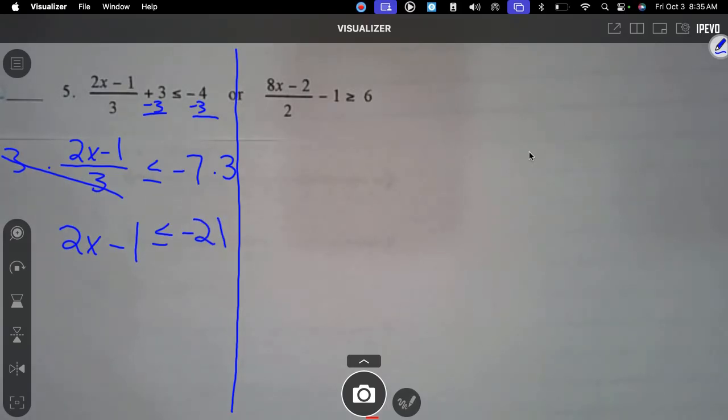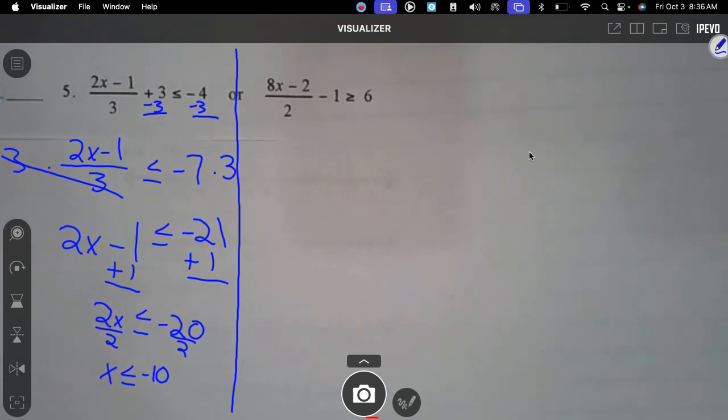This also looks like problems we've worked out. What do we do next? Add 1. Add 1 to both sides. 2x is less than or equal to negative 20. Then what? Divide by 2. Negative 10. And x is less than or equal to negative 10. No sign change or anything.